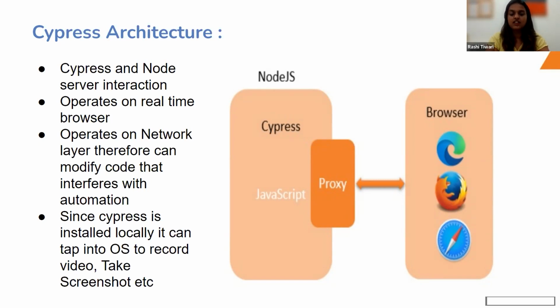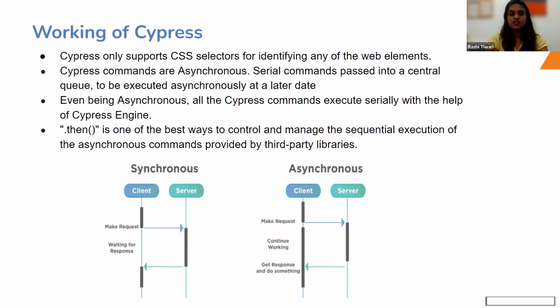Moving on to the next slide, working of Cypress. Now, as we know, Cypress is built using JavaScript, but we know JavaScript is asynchronous in nature. By asynchronous, I mean that once one request is made to the server, without getting the response, it would continue to make another request. Without getting the response of the second request, it would make the third request. So that is asynchronous in nature.